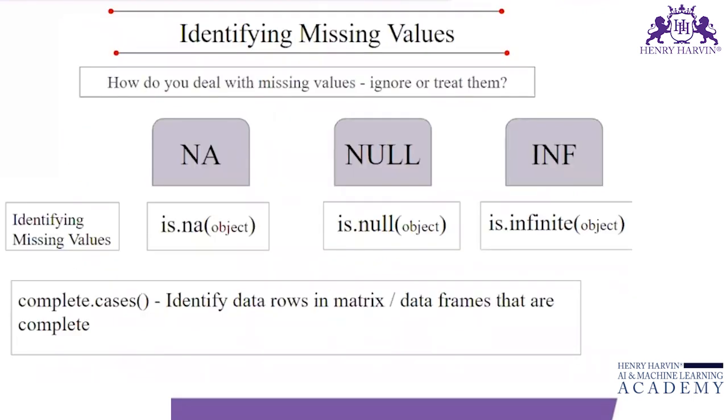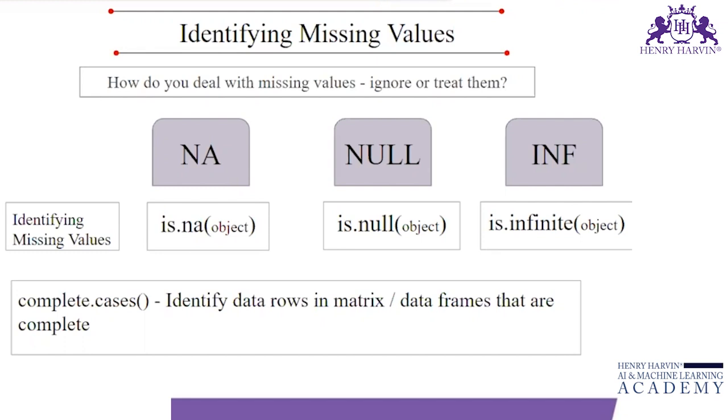Now, how to identify missing values? There can be a lot of functions that can be used to identify missing values. When you have a data set, generally you will get NA in R. To count and identify those missing values, you can use is.na. In the brackets, it can be a vector, a data frame, or a matrix.